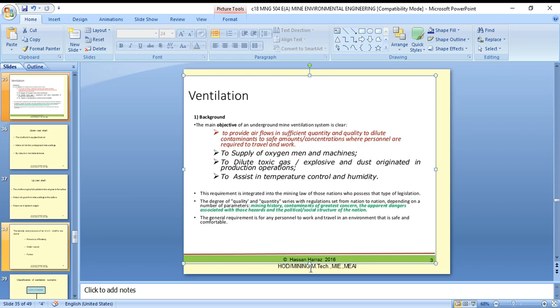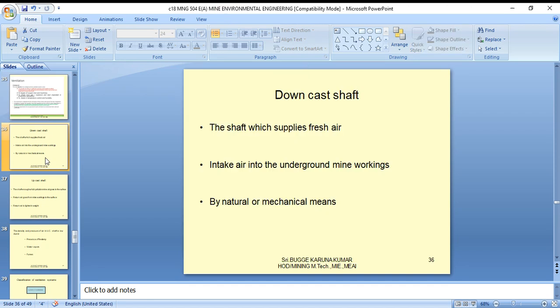The general requirement is for any personnel to work and travel in an environment that is safe and comfortable. So the downcast shaft, as you already saw in the figures above, is the shaft which supplies fresh intake air into the underground mine working, by natural or mechanical means. This is called the downcast shaft.